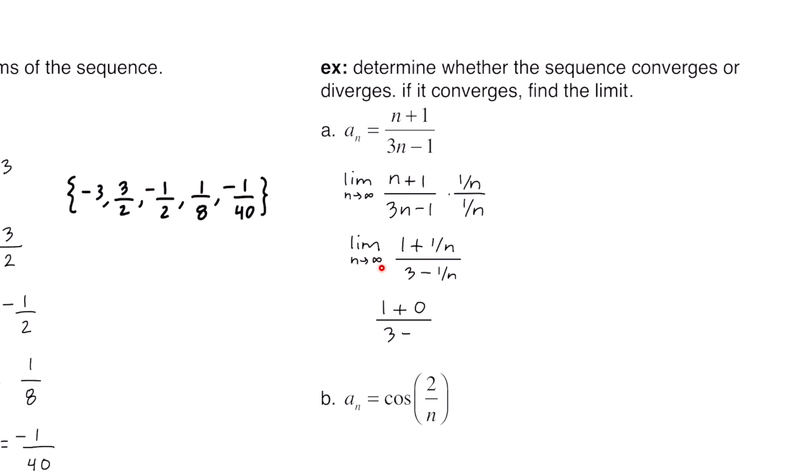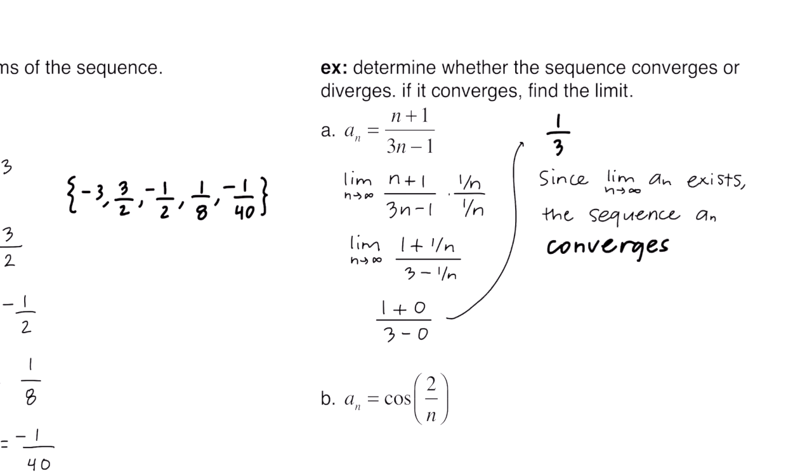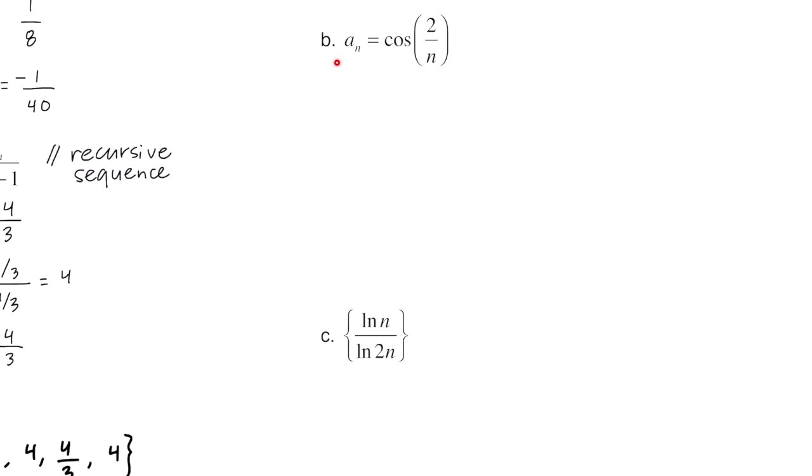And the limit as n gets larger and larger of 1 over n also goes to 0. So we end up getting the value 1/3. So since the limit as n goes to infinity of a sub n exists, because we got a value, the sequence a sub n converges. For part B, we have a sub n equals cosine of 2 over n.